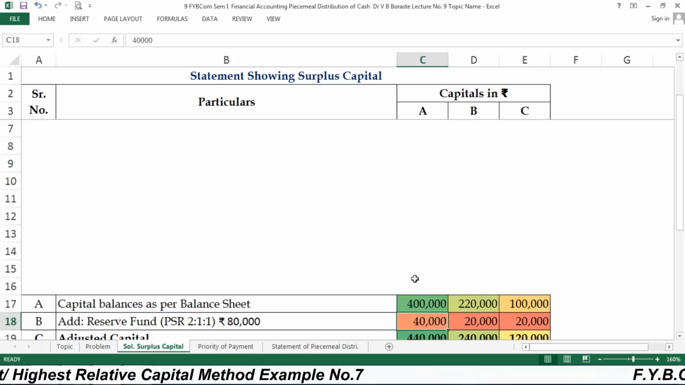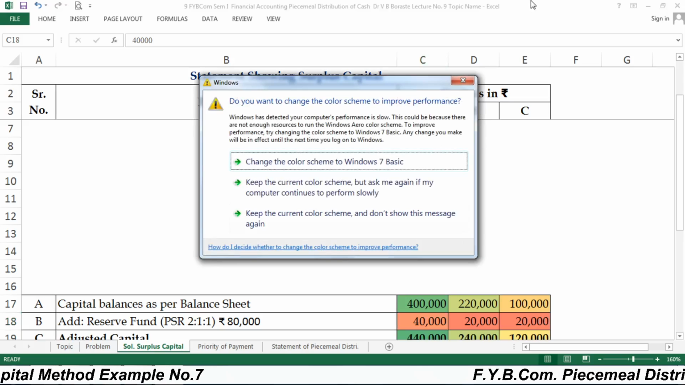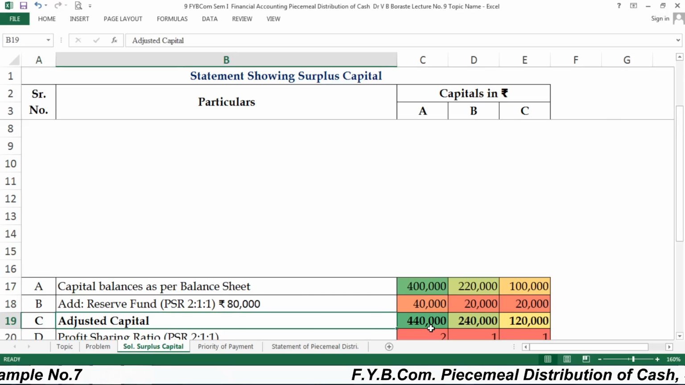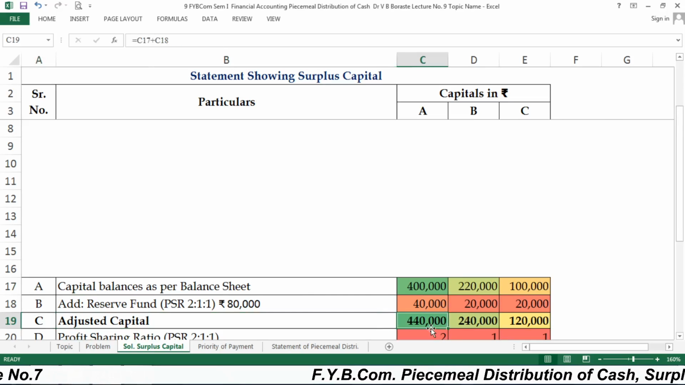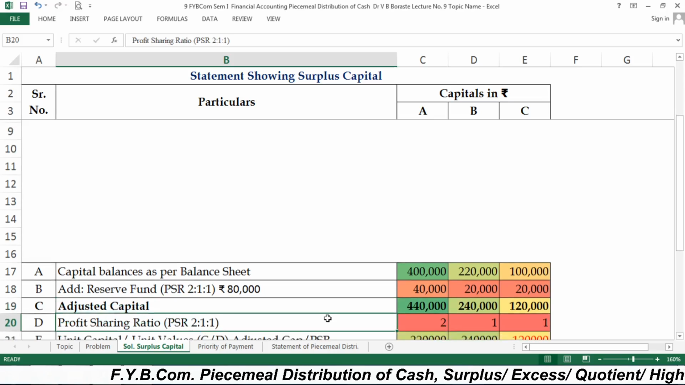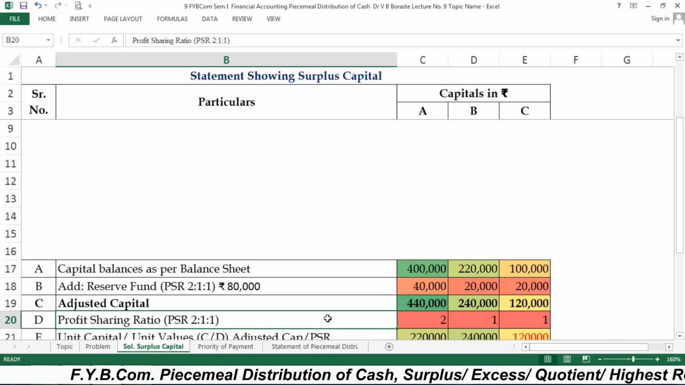After the distribution of the reserve fund or the profit and loss account on the liability side, that is credit balance, reserve fund or general reserve fund, whatever it may be, you have to distribute it among the partners. It will increase the capital of the partners. So now we have adjusted capital of rupees 4,40,000, 2,40,000 and 1,20,000 of the partners A, B and C respectively. After the adjustment of capital, we have to mention the profit sharing ratio for calculating the unit capital.